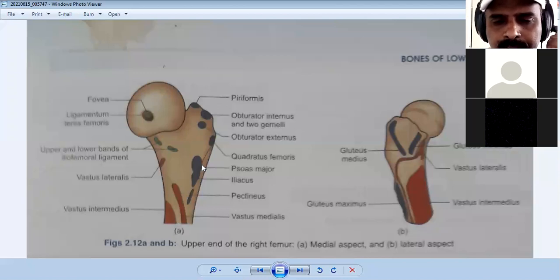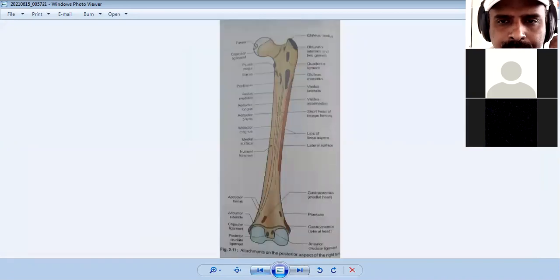Then almost all the upper end of the femur gives insertions. Almost all the insertions you are going to get at the upper end. So one is the apex of the greater trochanter. You have to remember the apex of the greater trochanter gives insertion to the piriformis muscle.